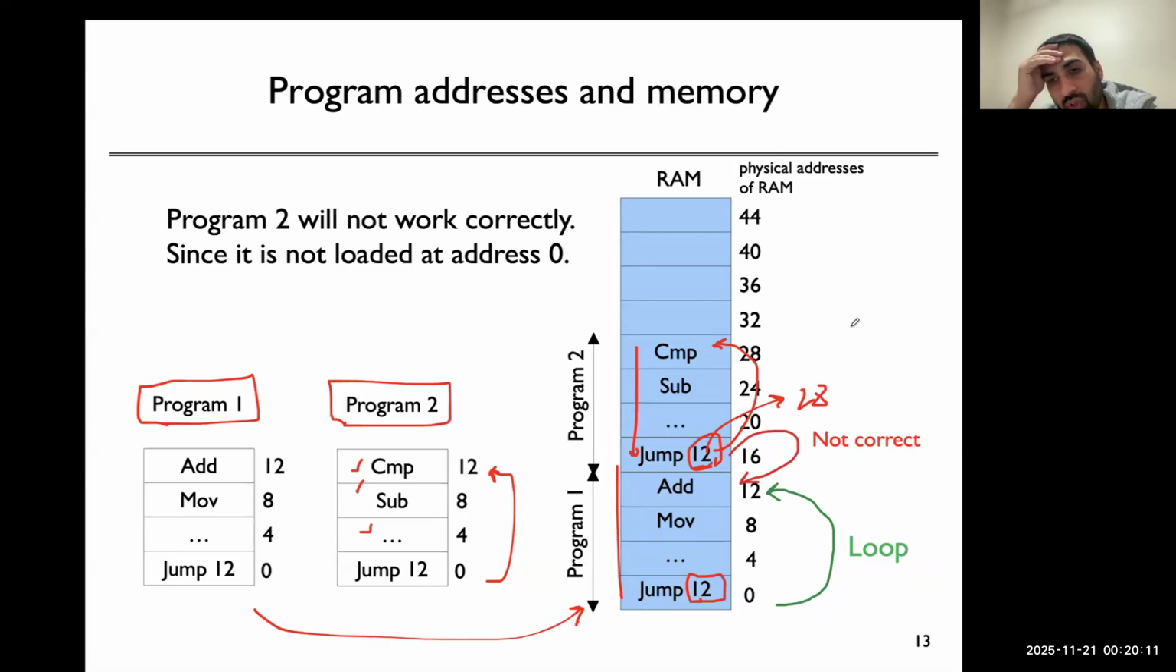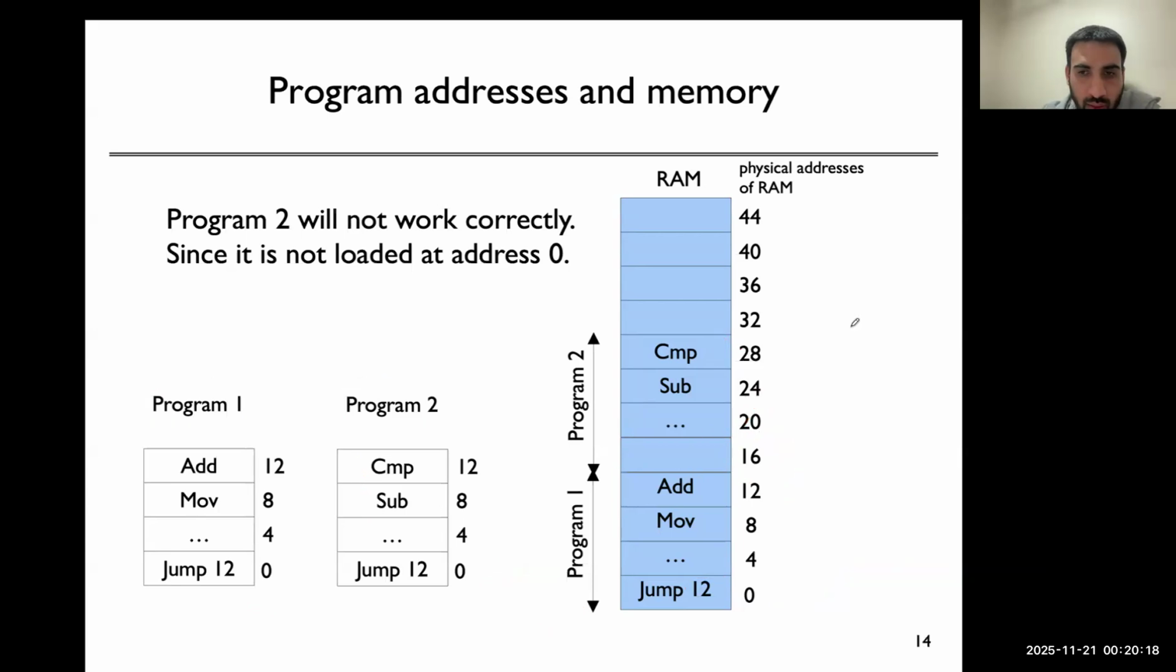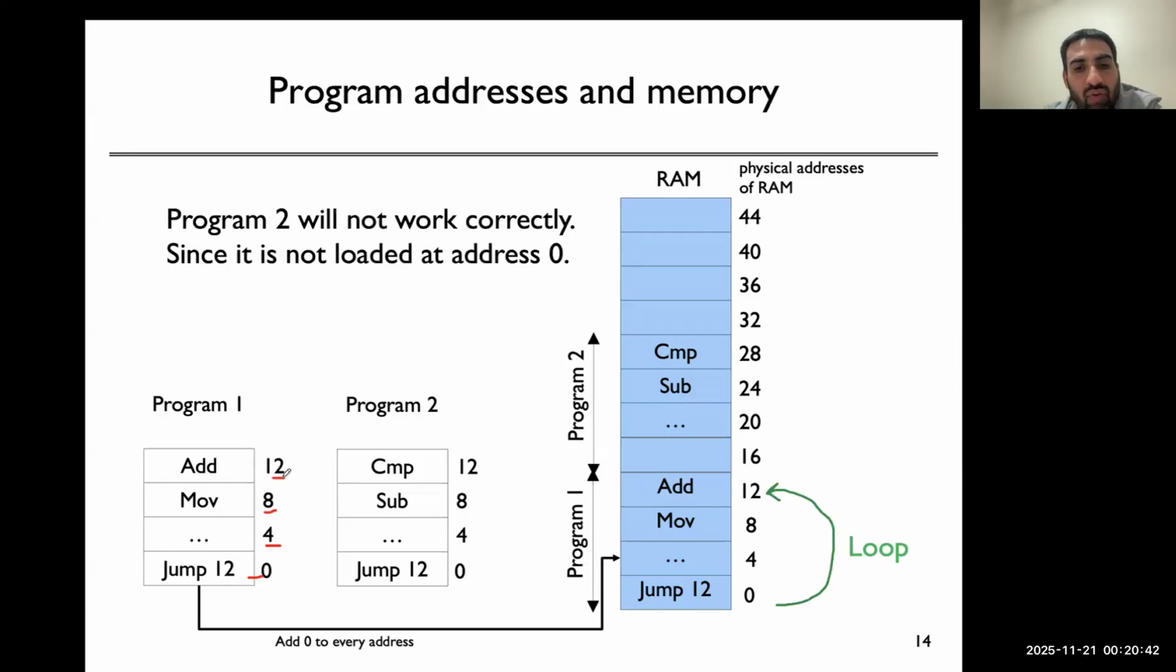The second thing is, if we don't know where the program will be loaded, we need to make our program relocatable. How can we make it relocatable? A simple way is that we can give a displacement for every program. For example, for program 1, we say add 0 to every address. Then this will go to address 0, this will go to address 4, this will go to address 8, and this will go to address 12, right?